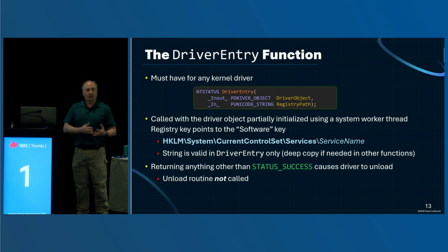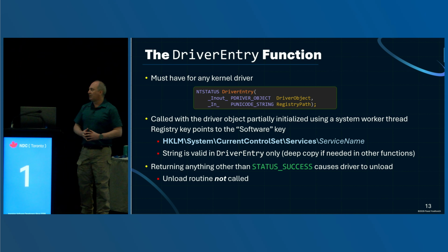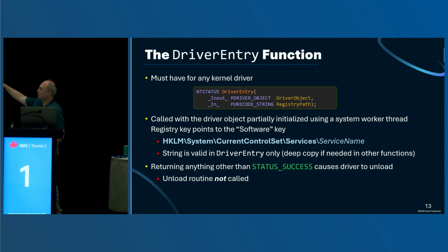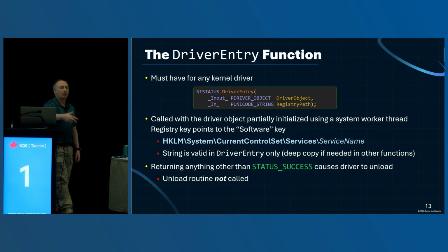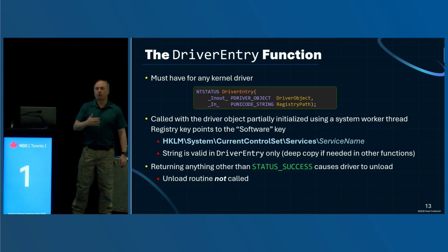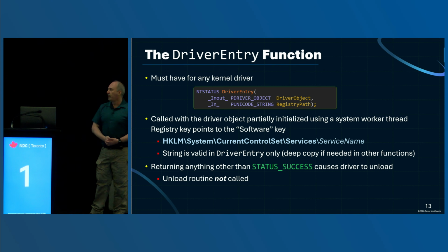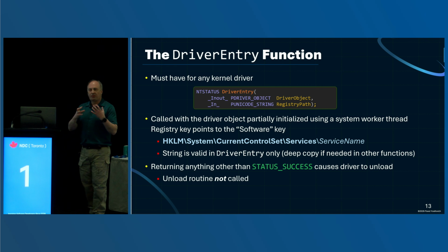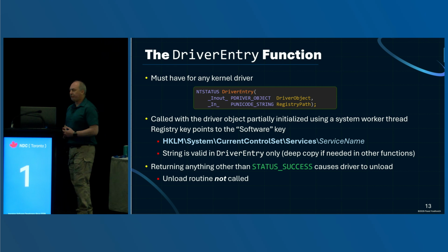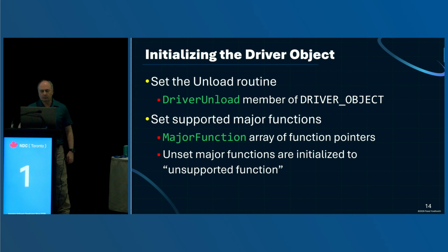If we return success, it means the driver has initialized successfully. The registry path is pointing to this location in the Windows registry, HKEY_LOCAL_MACHINE, System, CurrentControlSet, Services, and a particular name, which we use to install the driver, as we'll do later on once we have a driver to install. And like I said, it's useful in many cases where we have configuration things to read or write. In this case, we have no configuration, so we don't care.